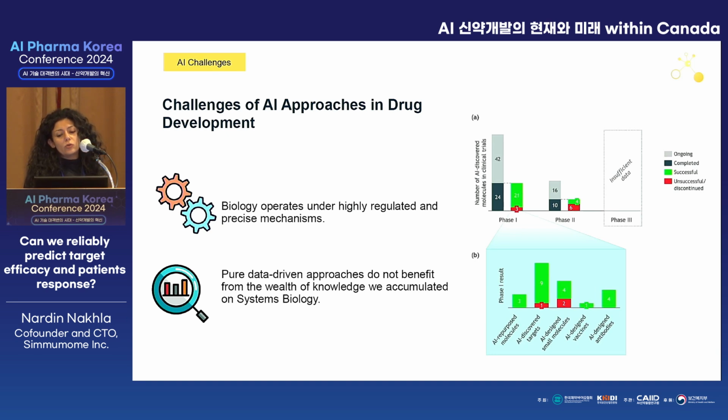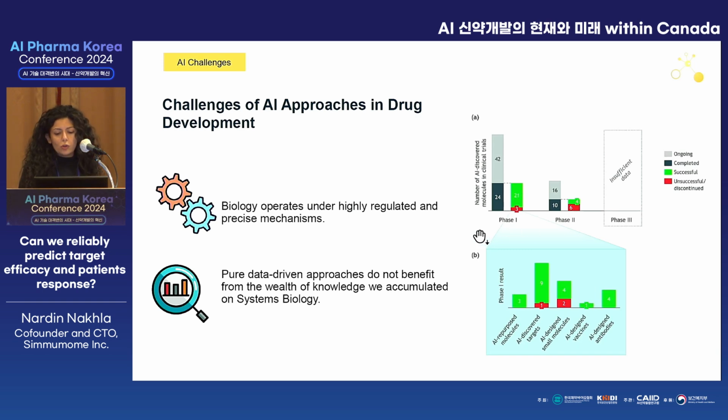But when you look at phase 2, the number decreases, and you still see more failures than successes: 4 to 6. The reason behind this is that most of the AI approaches today are purely data-driven. That can work in a lot of cases, but biology operates under highly regulated and precise mechanisms, so pure data-driven approaches do not benefit from the wealth of knowledge we've accumulated on systems biology.